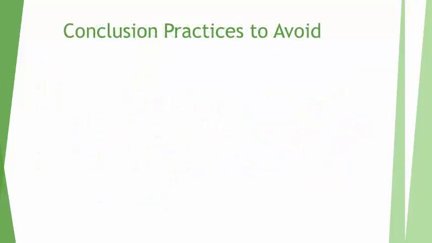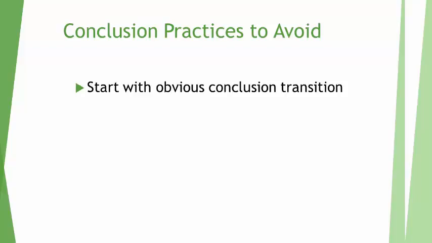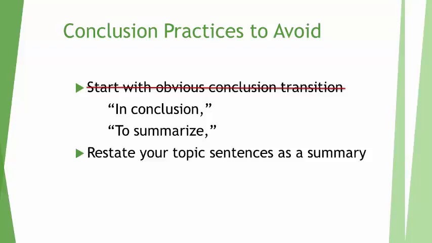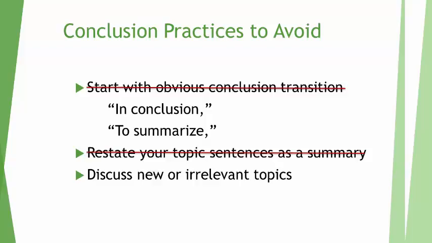Now let's talk about the conclusion practices that we should really avoid. You don't need to start with an obvious conclusion transition like in conclusion or to summarize. A transition is typically not needed for a conclusion since we limit it to one paragraph, so it's obvious that the last paragraph is the conclusion. Do not restate your topic sentences as a summary, and do not discuss new or irrelevant topics. If you bring up something new, you're leaving your audience hanging and readers feel the essay is incomplete. They want to learn about that new information you just provided.